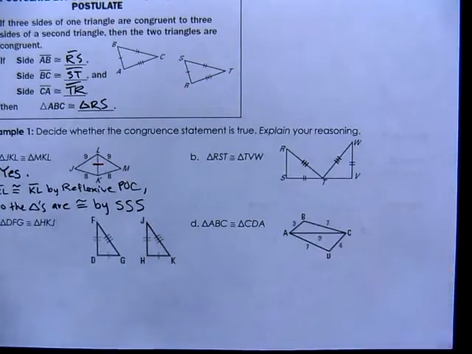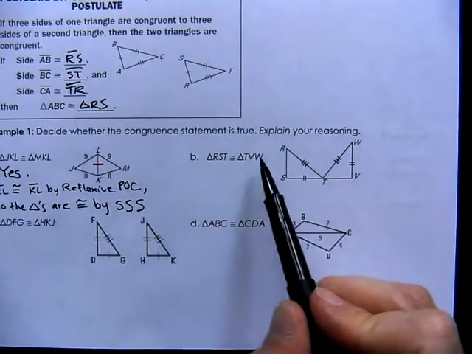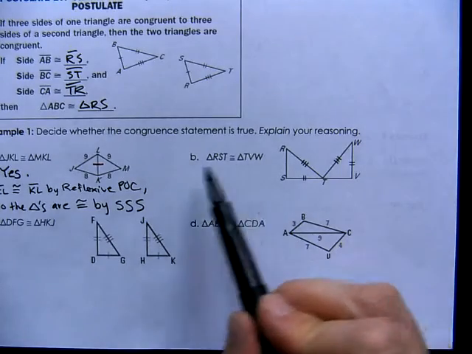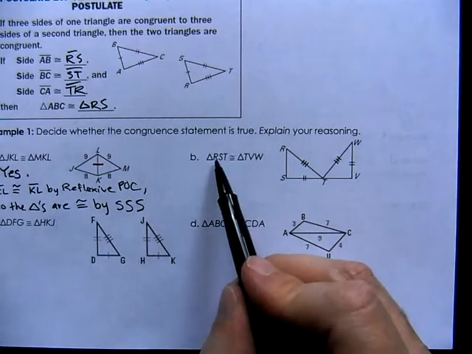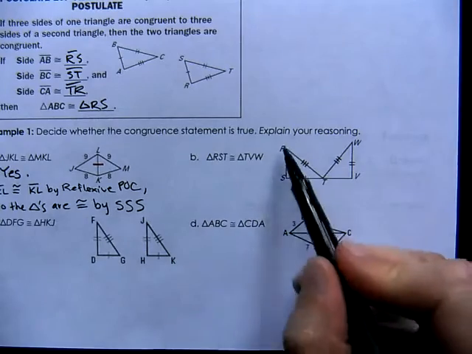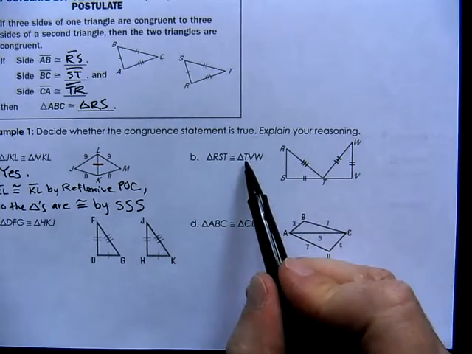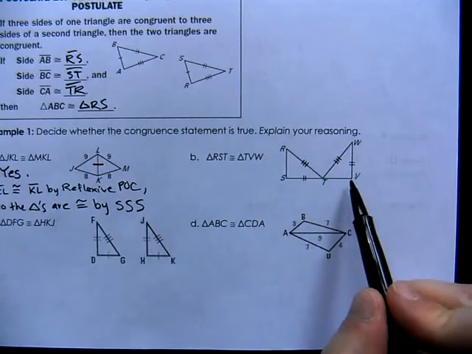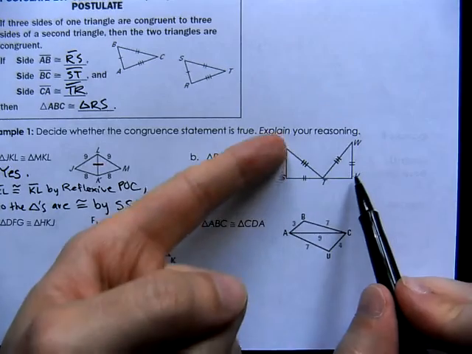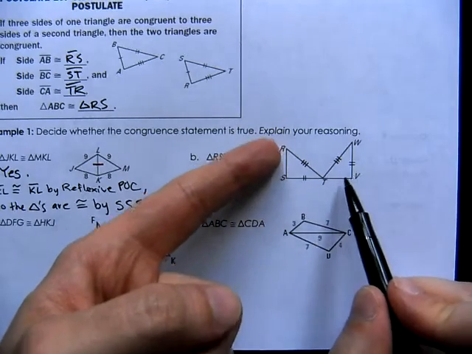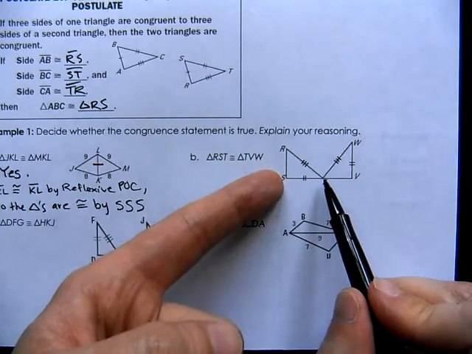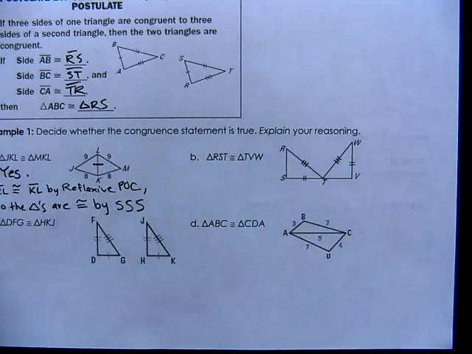Alright, here's part B. So again, we want to know, is this statement true? Are these 2 triangles actually congruent or not? And so the first 2 letters are R and S. That's the side on the left here that should pair up with T and V, which is this side on the bottom. So there's no markings here. They may be corresponding, but we don't know if they are congruent. And because we don't know if they are congruent, then the answer is no. We just don't have enough information.